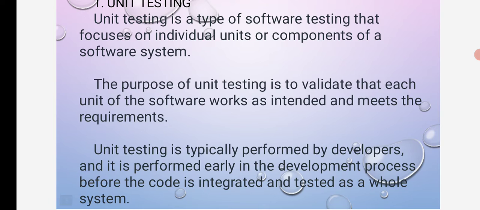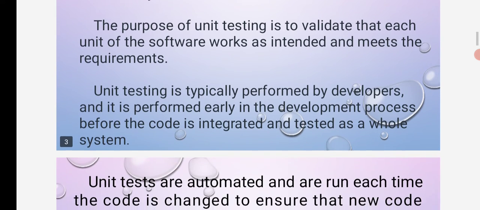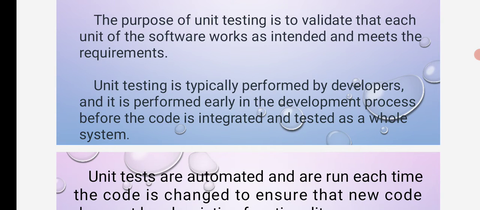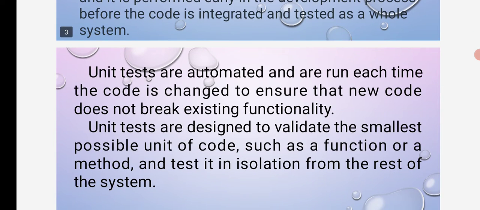Then unit testing. It is a type of software testing that focuses on individual units or components of a software system. The purpose of unit testing is to validate that each unit of the software works as intended and meets the requirements. Unit testing is typically performed by developers, and it is performed early in the development process before the code is integrated and tested as a whole system.